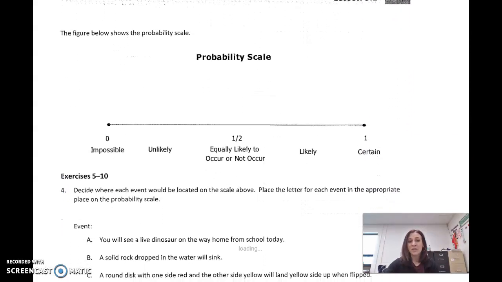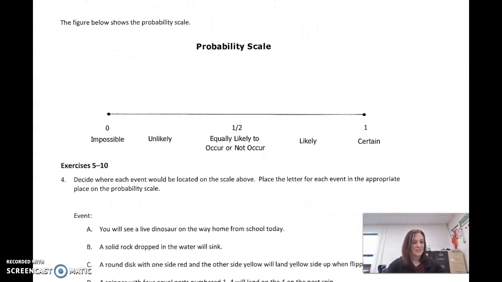Okay. So here's our probability scale. And this is going to be helpful for your homework. Notice that we're going from 0, impossible, to 1, certain. So we're going to decide where these events are going to occur. All right, so here are the events.